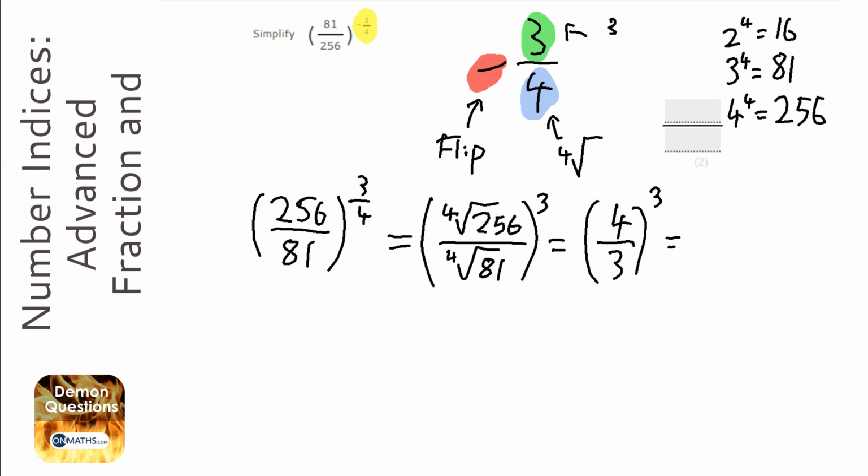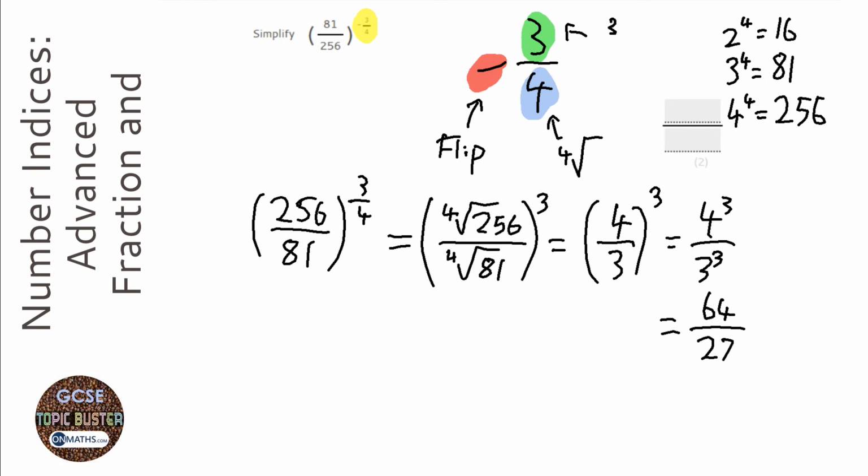And the last step is to cube the top and bottom. So it becomes 4 cubed over 3 cubed. Now I know 4 cubed is 64 and 3 cubed is 27. So as a top-heavy fraction, it's going to be 64 over 27.